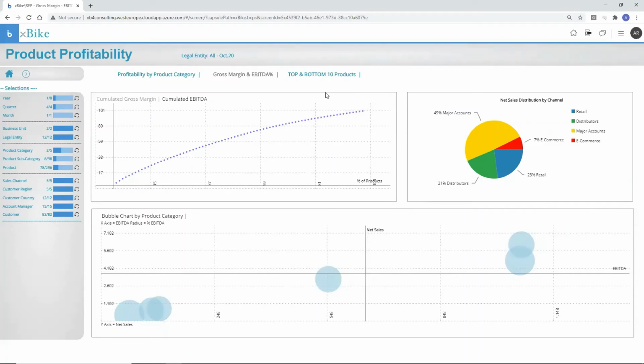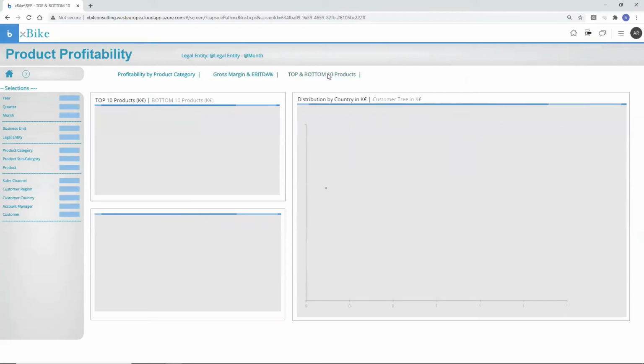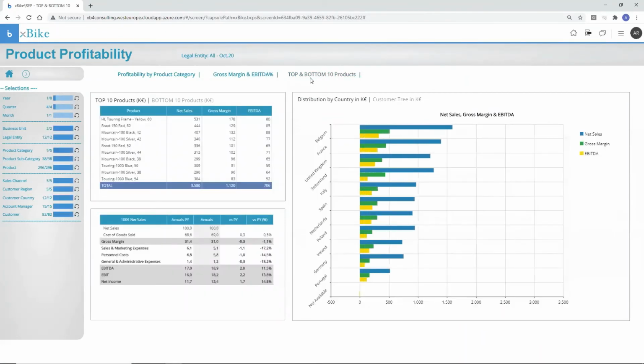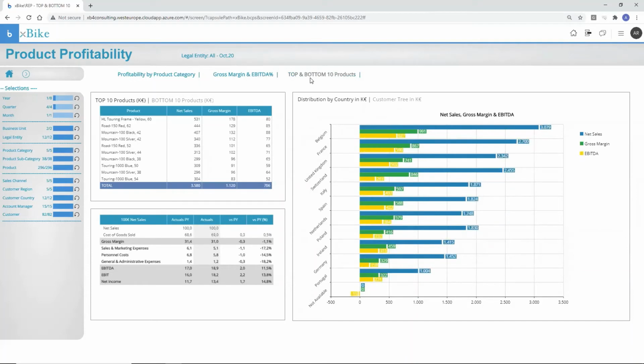I can go further in my analysis and focus on the top 10 or bottom 10 products. What I find here is the top 10 products that I have in my company. I see the net sales, the gross margin, and the EBITDA. I find back the same information here, where I can see where my money goes from the €100 of sales that I can generate with those products.